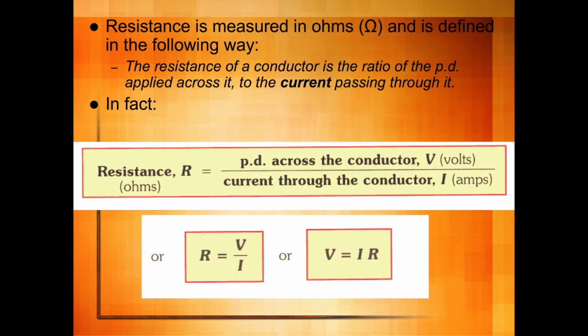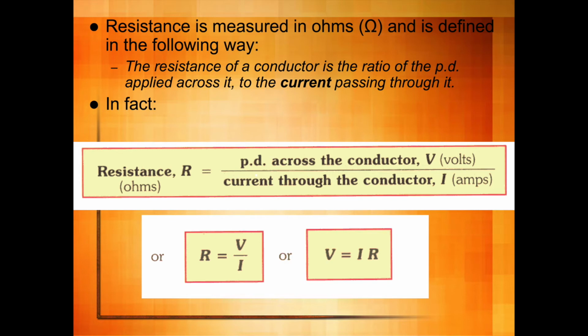So when you're looking at resistance, it's always measured in ohms, and the resistance of a conductor is defined as the ratio of the PD applied across it to the current passing through it. So the potential difference to the current, the ratio between those two. And if the IB is asking about the definition of resistance, that's the sort of definition that they're looking for. They're not looking for an equation definition.